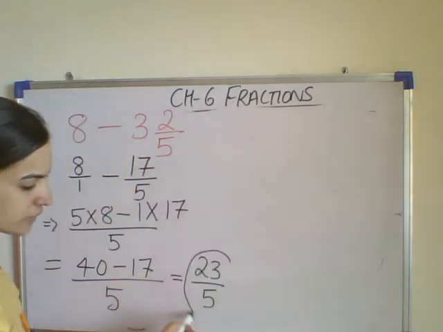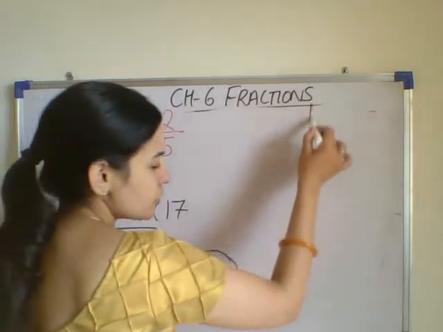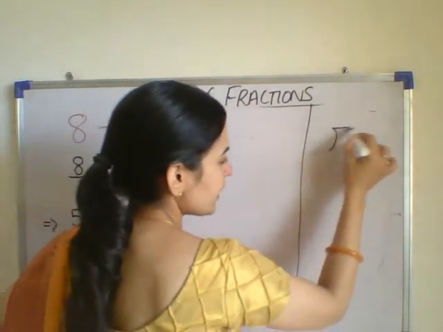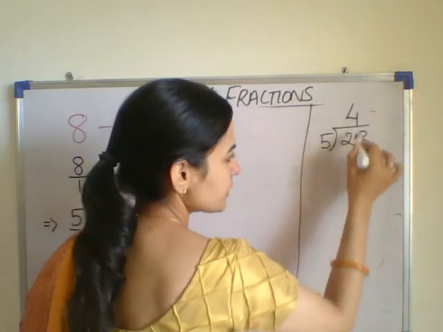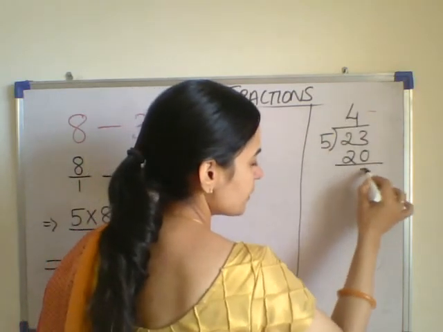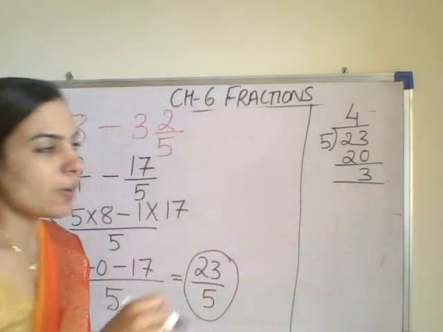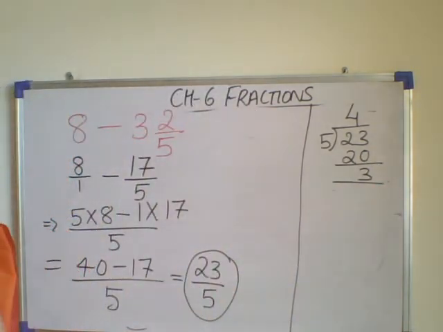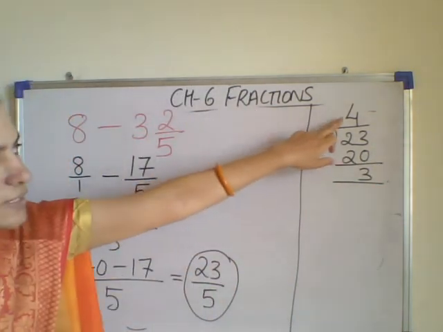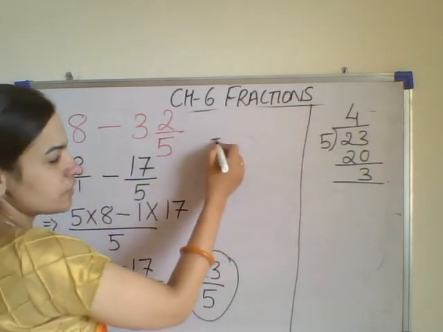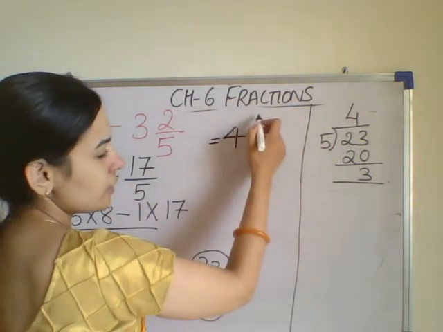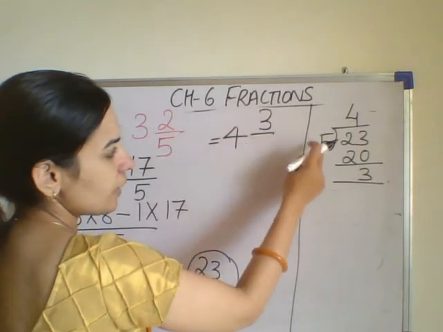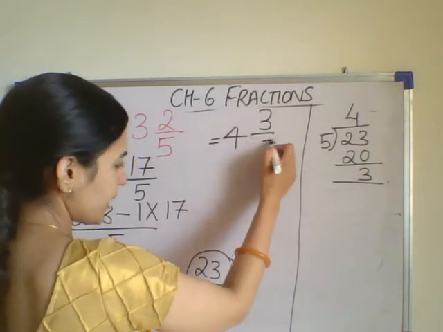Now here also this is an improper fraction. So what will we be doing? We'll be dividing 23 by 5. 5 4s are 20, remainder 3. So how will I be writing this? The 4, which is the quotient, I'll be writing here. The remainder is 3. I'll be writing here, and the 5 I'll be writing below.